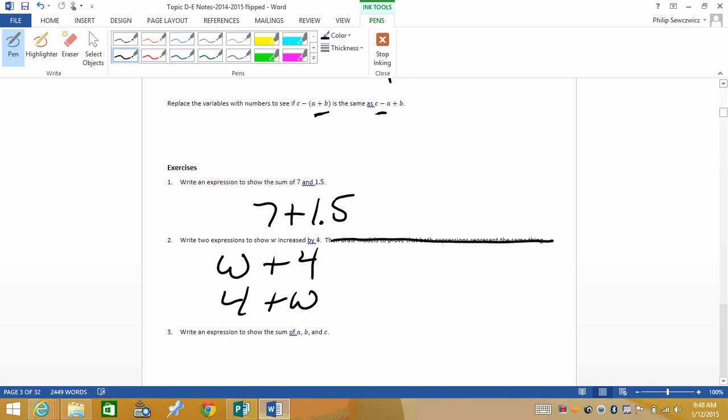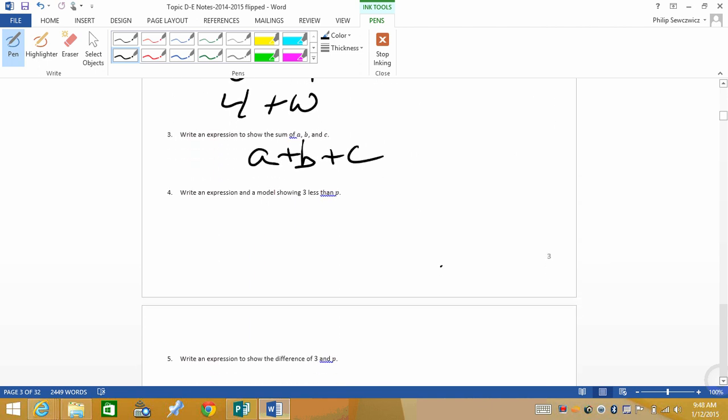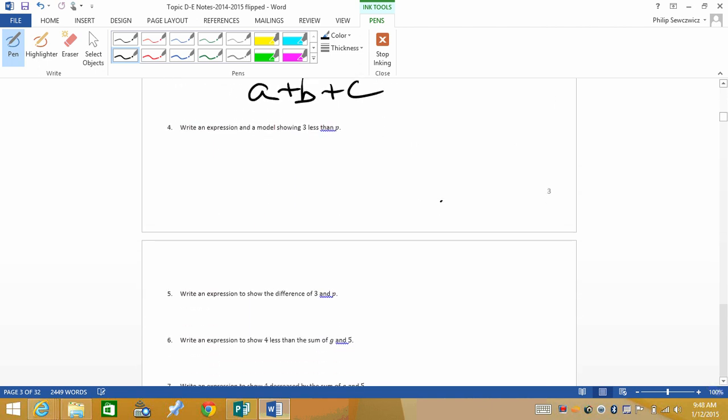Question 3, write an expression to show the sum of A, B, and C. Well, sum, again, answer to an addition problem. Because it's all addition, who cares about parentheses? We're just going to go left to right. So A plus B plus C shows over. Could you wrap it all in parentheses? Certainly could. But when it's the only thing that's there, it's not necessary.